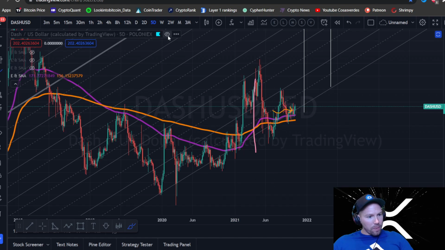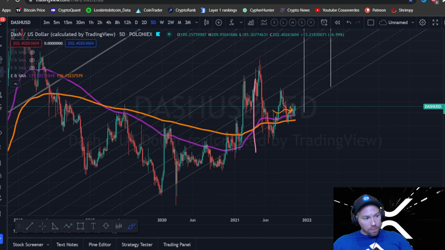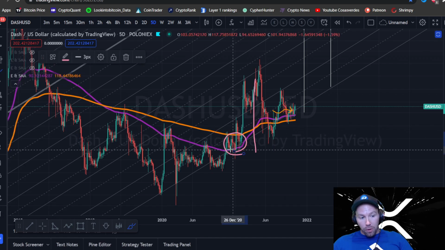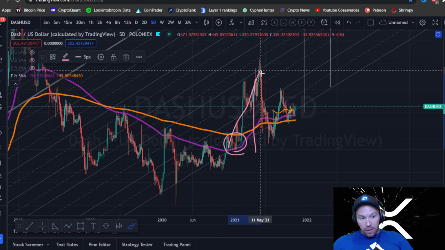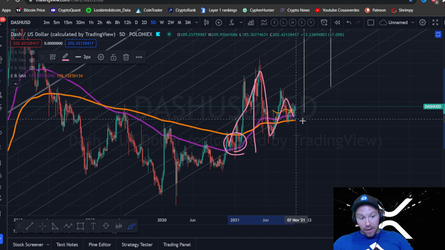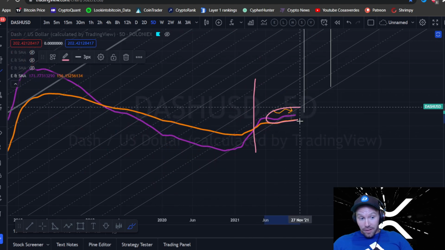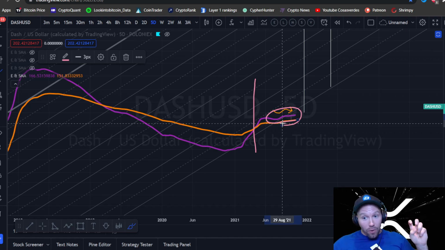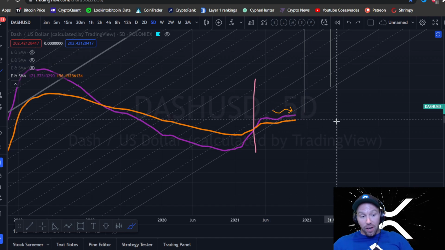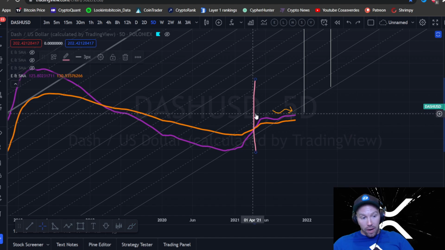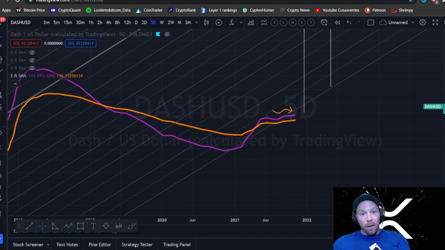So let's put price back on, and look, this pump started before the purple got above, right? Came back down, and now the purple's above. So is it allowed to pump now? Yes, technically, according to this rule, it is allowed to pump. All right, so what we're going to do now.